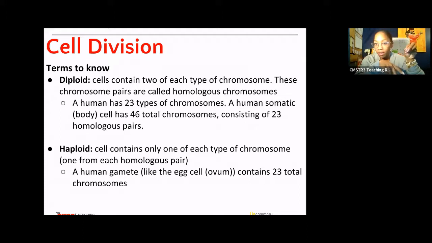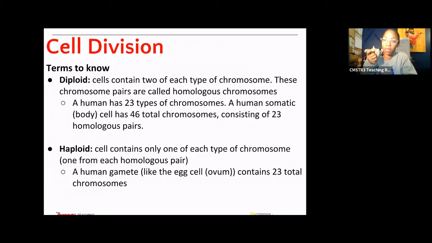That means you have 23 pairs of chromosomes with 46 chromatids, right? So a human gamete, a haploid cell, only contains 23 chromosomes. That's how we end up with our 46, because we get half from mom, half from dad, half from the egg, half from the sperm. Right? This is review.